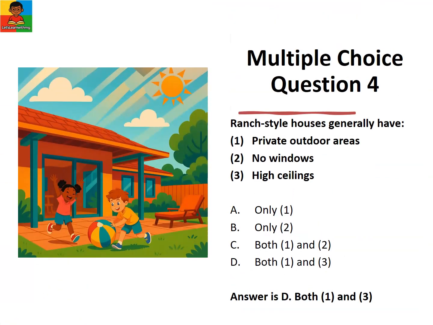Question 4. Ranch-style houses generally have 1. Private outdoor areas. 2. No windows. 3. High ceilings. Options: only 1, only 2, both 1 and 2, both 1 and 3. The correct answer is both 1 and 3.